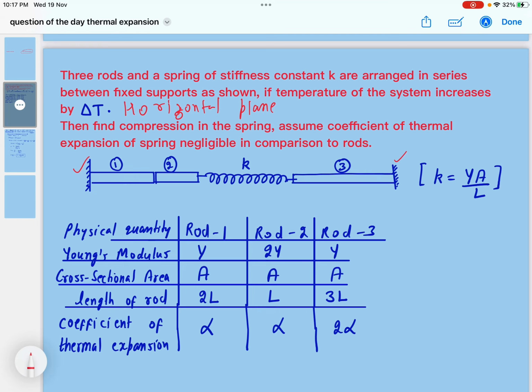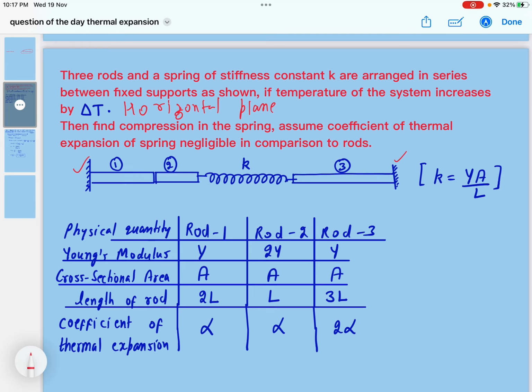Obviously in equilibrium. So when you are increasing the temperature by delta T, what will be the compression in the spring, that we need to find. And we are assuming thermal expansion of the spring is negligible in comparison to the rods. When you write delta L is equal to L alpha delta T, the more the value of alpha, the more the expansion due to rise in temperature. So alpha of the spring is very low, which means thermally it will not have any effect on the spring.